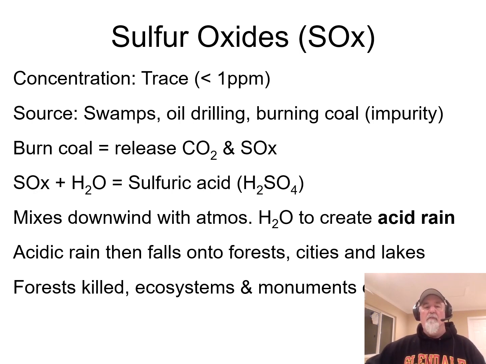When we burn the coal, we release the carbon dioxide. We also release the sulfur compounds, and those sulfur compounds go up into the atmosphere. They mix with water and form sulfuric acid, and sulfuric acid will then get entrained in the wind pattern. So downwind, where we have rainfall or snow, we get acid rain or acid snow or acid sleet, etc. And that acidity can be very damaging to forests, to lakes, to cities. Forests get killed, ecosystems get destroyed, monuments get eroded away at a much faster pace than normal.